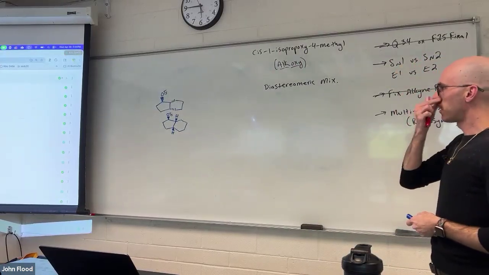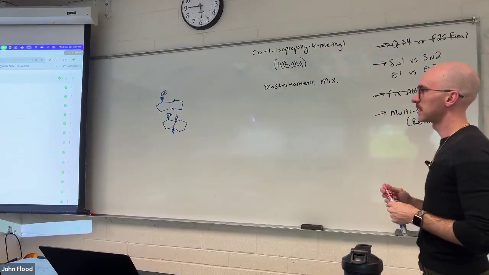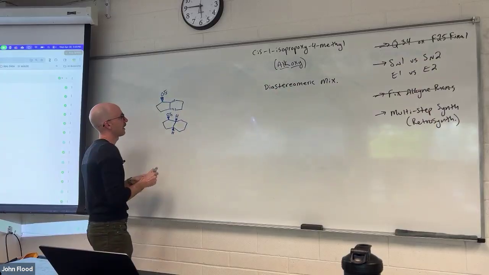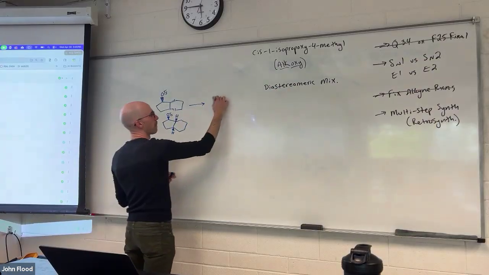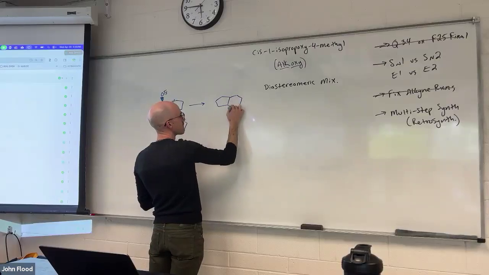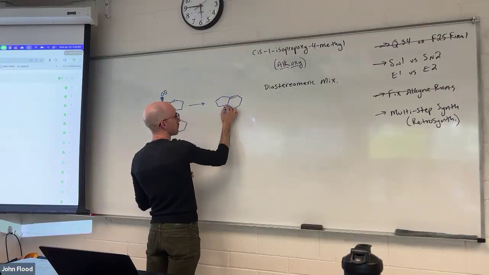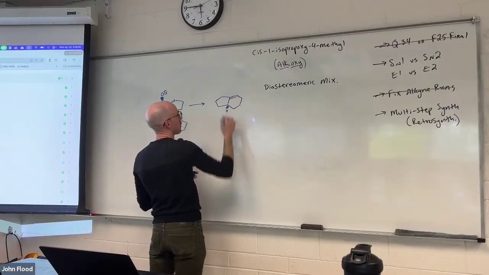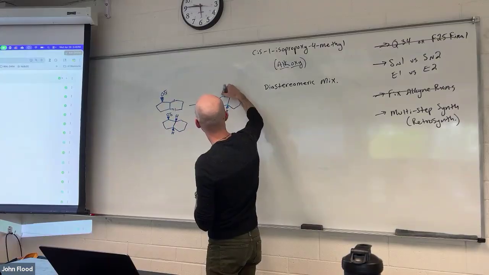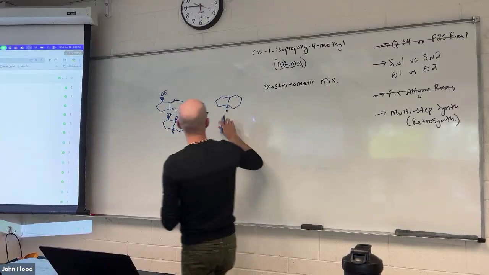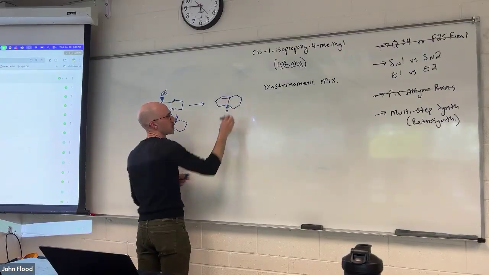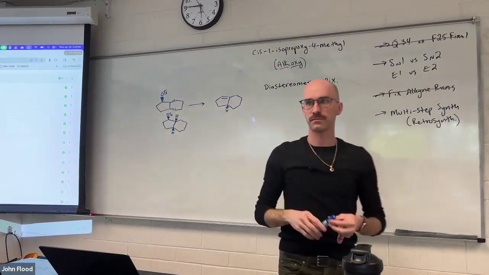All right, I want to do a reaction on this bicyclic structure. I want to do an elimination. And I want to form an alkene that is tri-substituted.